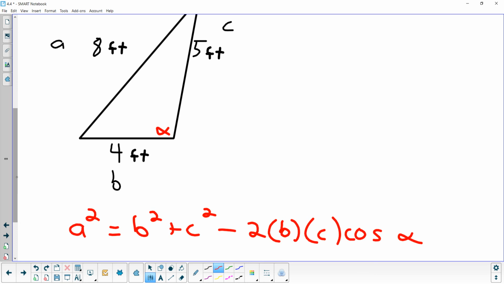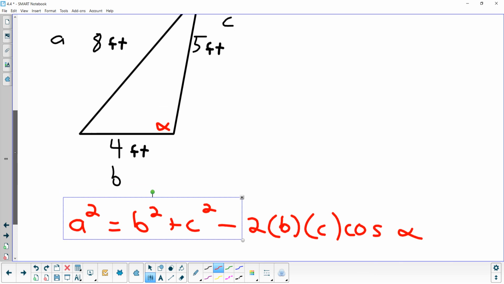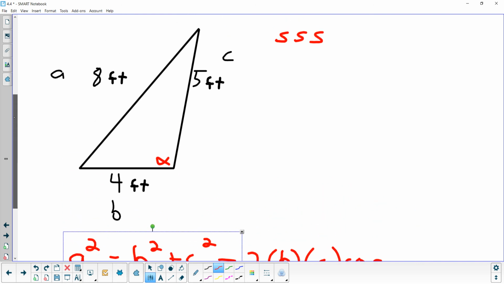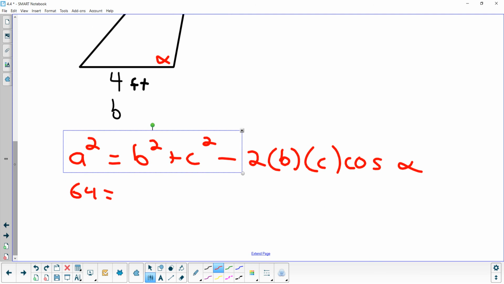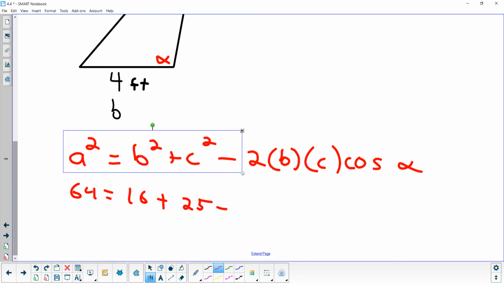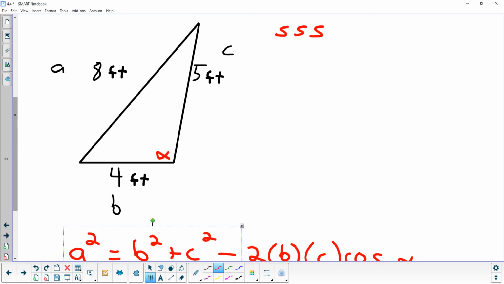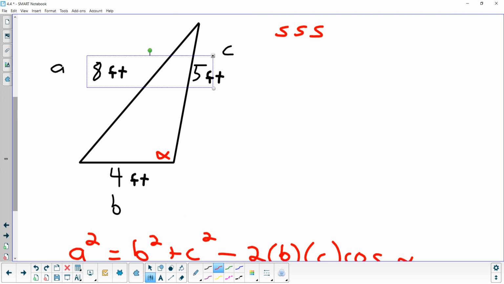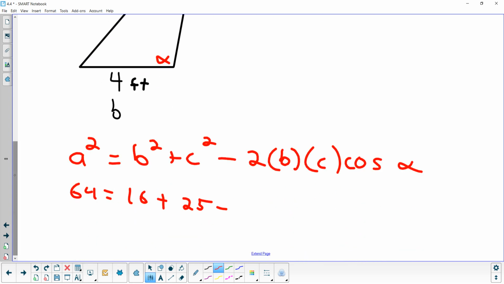All right, so let's fill it in as we go. So A squared. James, what's A squared? 64. 64 equals. Lacey, what's B squared? 16. And Raymond, C squared? 25. Minus 2 times B times C. 2 times 4 is 8. 8 times 5 gives me how much? 40. 40, good.